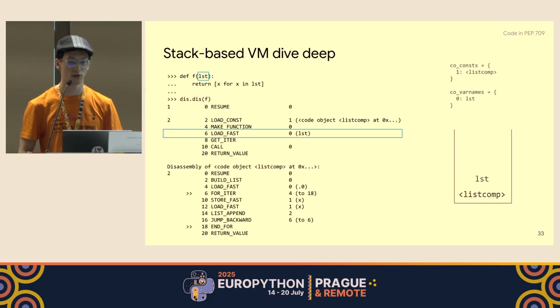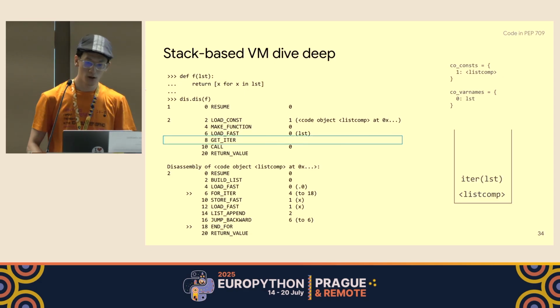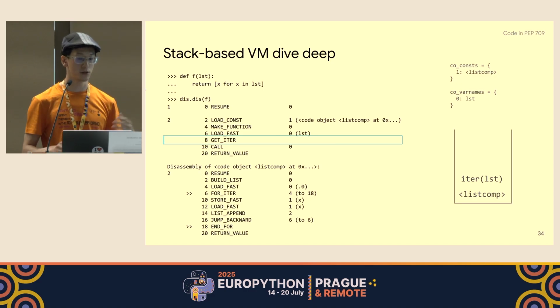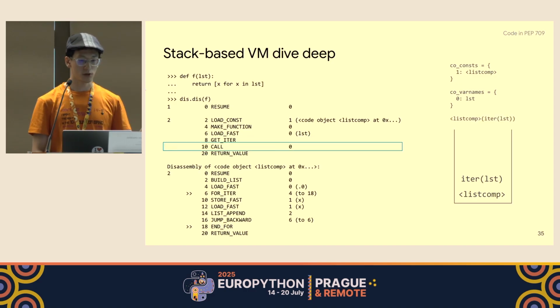And LOAD_FAST loads the list argument to the stack, and we have a local variable that holds it as well. GET_ITER prepares the list on the stack for iteration. At this point, we can call the function and enter the listcomp function object.